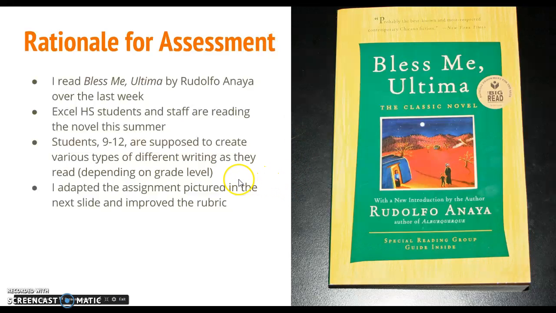As they're reading the book, the kids are supposed to do different types of writing as they read. The 9th and 10th graders' assignment is pretty similar, and then the 11th and 12th graders have a little bit of a harder assignment. And I think that the 12th graders are actually going to have to lead a Socratic seminar for the underclassmen in the beginning of school, so like the first week.